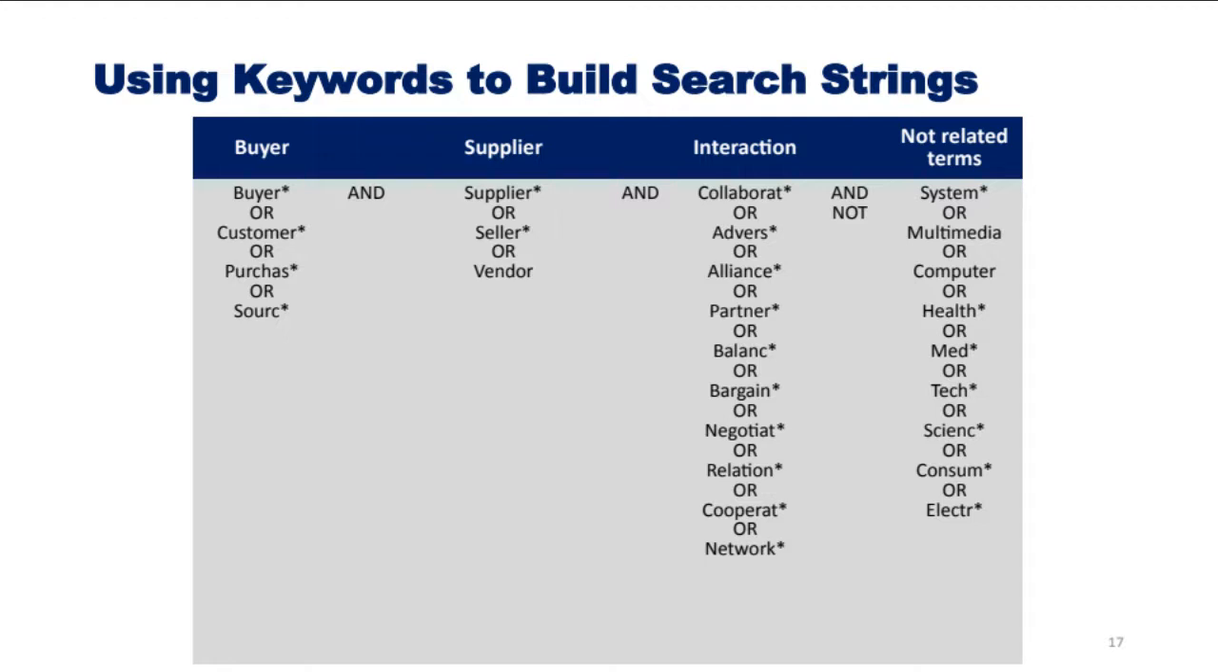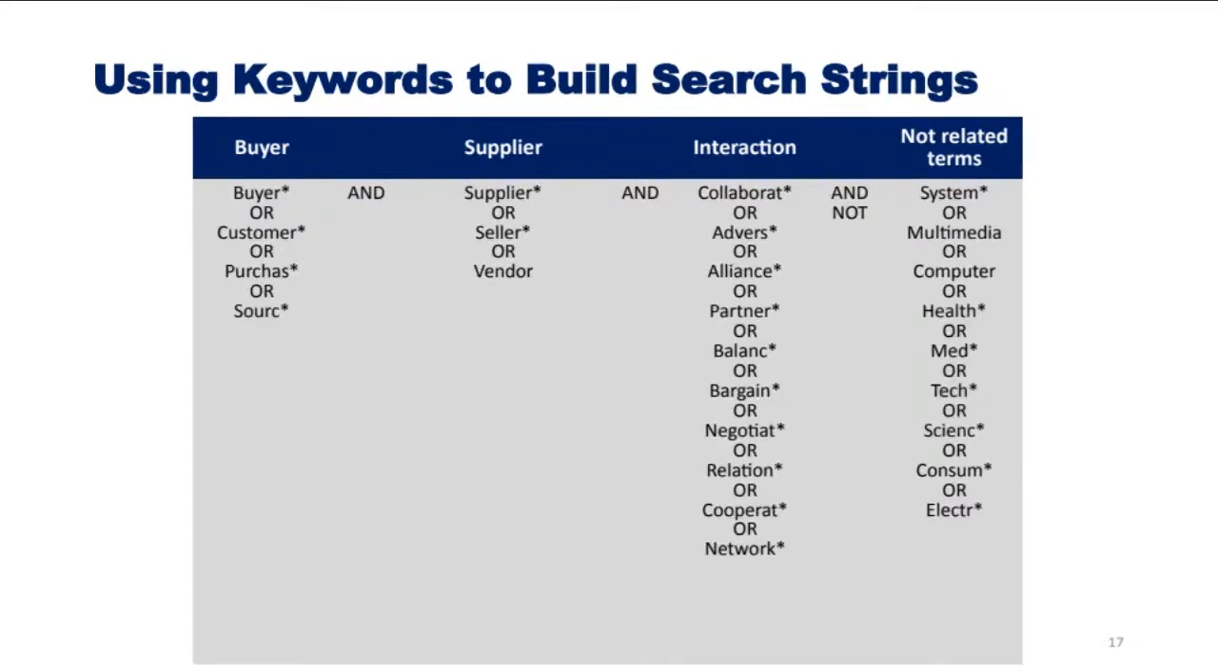Like, for example, can you see this one? And not basically is a third Boolean connector. And not basically helps you eliminate those articles which are not related to your work. Like these guys are looking at network. So they are not interested in electricity networks or computer networks or any kind of health network, or multimedia network. So they are trying to get rid of those articles which are not related to your research.